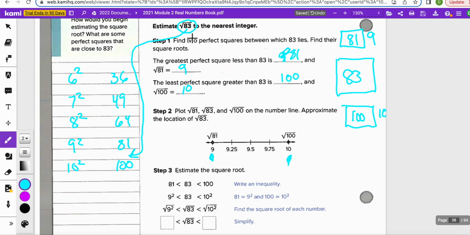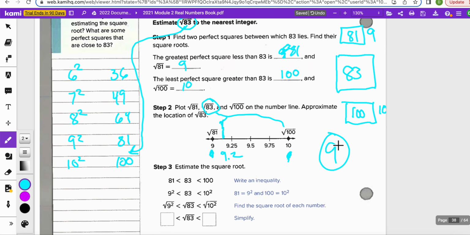Now, is the square root of 83 closer to 81 or closer to 100? Well, 83 is closer to 81. So if you want to estimate, you could estimate something like 9.2. But it is definitely closer to the integer 9 than the integer 10. So I would say that the final answer is that the square root of 83's closest integer is 9.